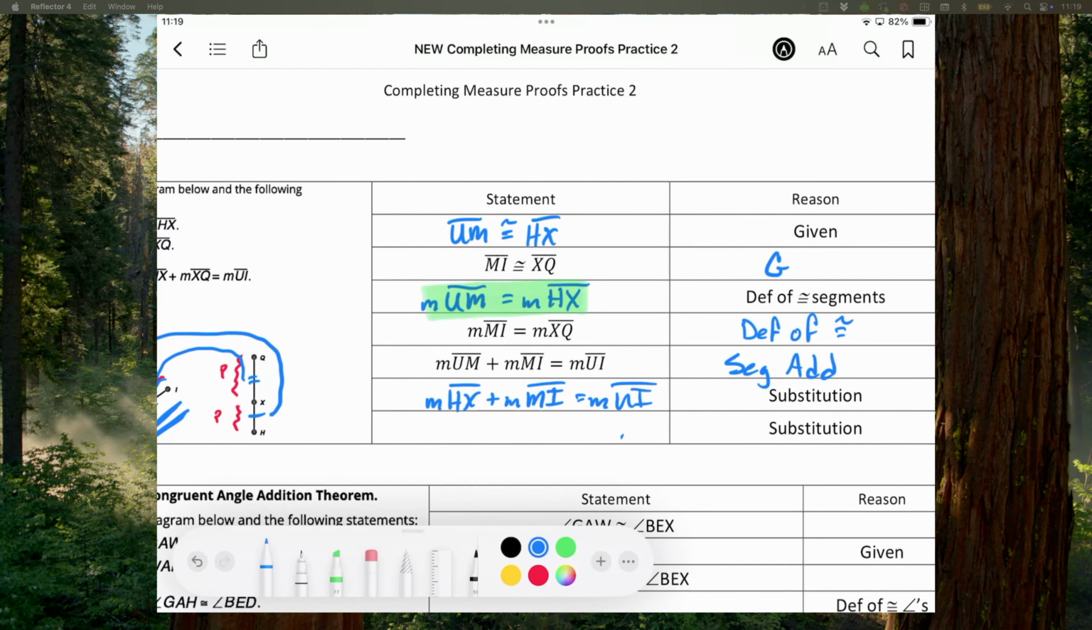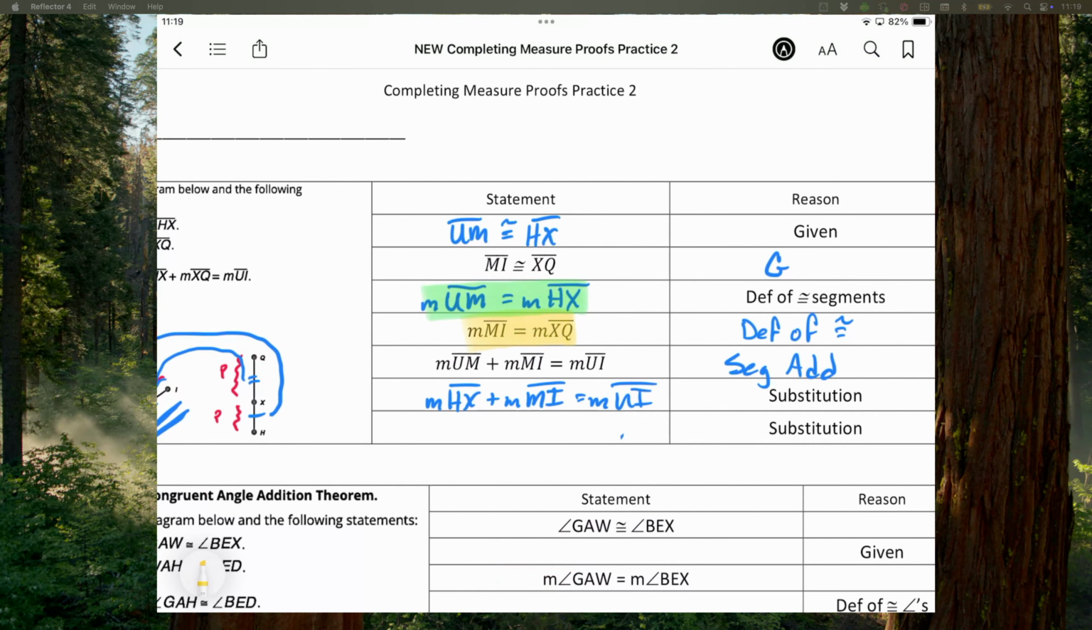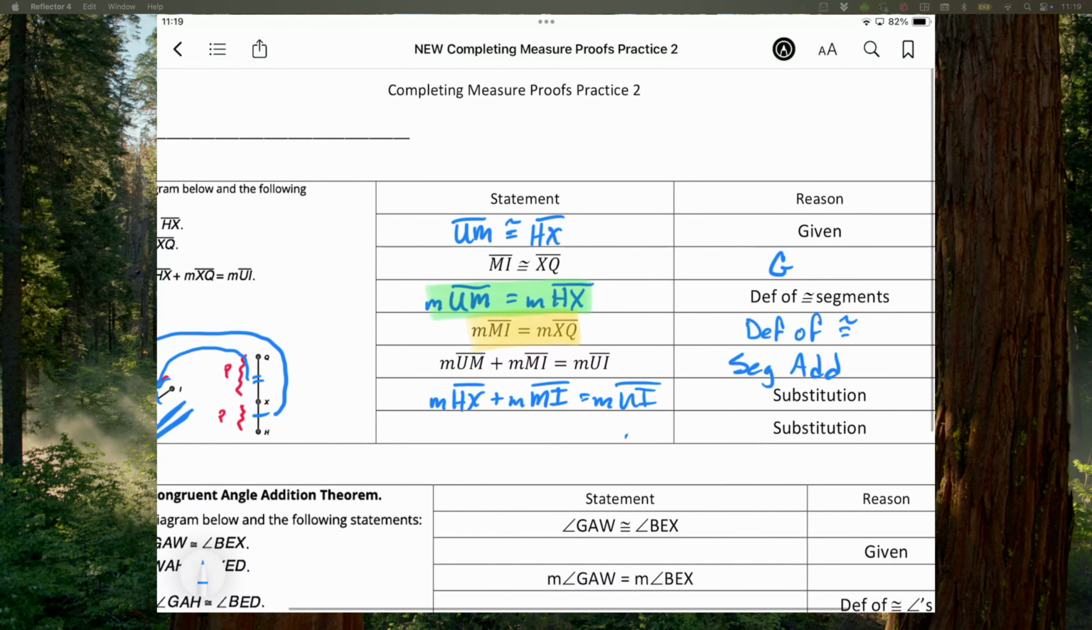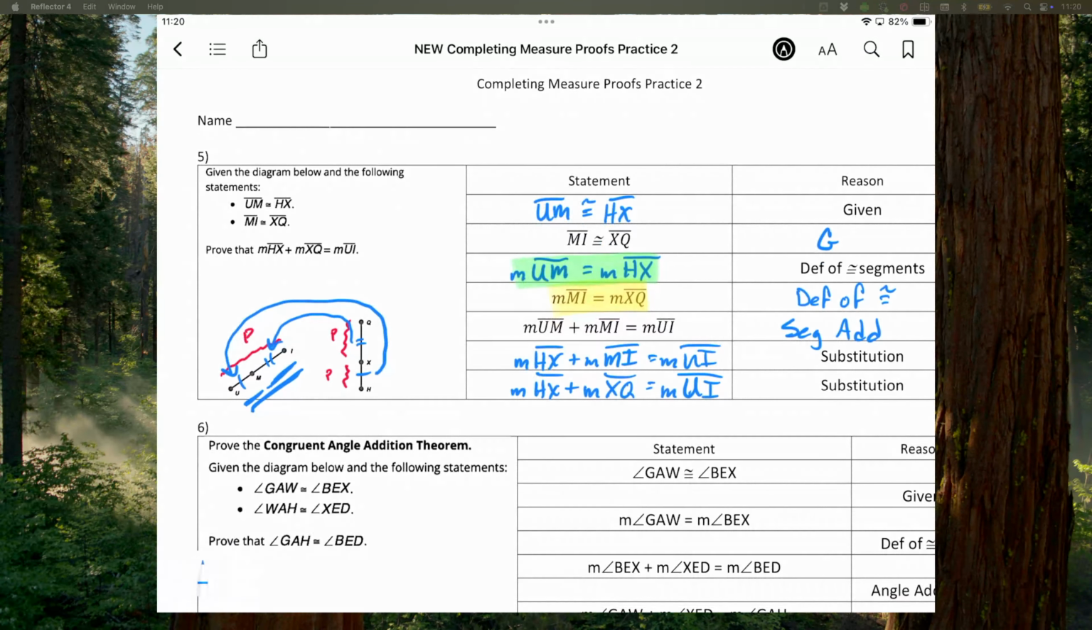Next, we are going to see that MI and XQ are the same, or equal, so we are going to replace MI with XQ. And we can see that what we have now matches what we were asked to prove.